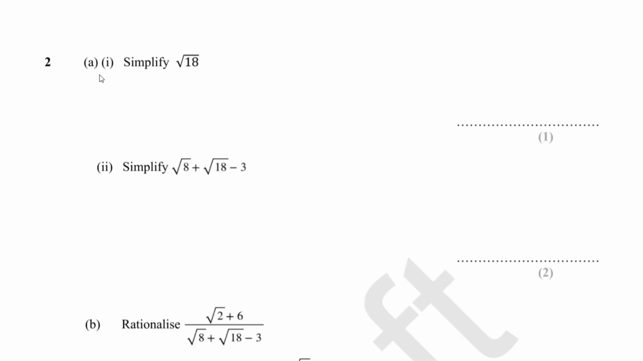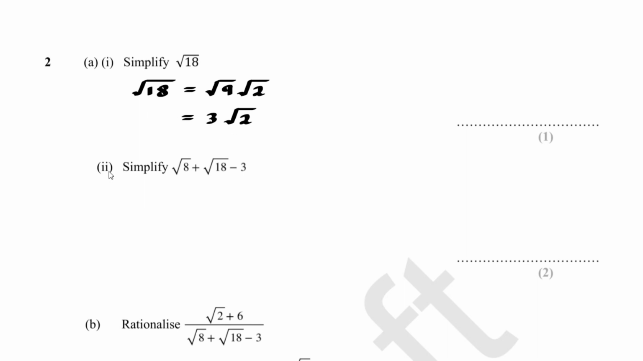Question 2, part A. For the first part, we have to simplify root 18. To simplify root 18, we can rewrite this as square root 9 multiplied by square root 2. The square root of 9 is 3. We multiply this by the square root of 2, and therefore root 18 is equal to 3 root 2.